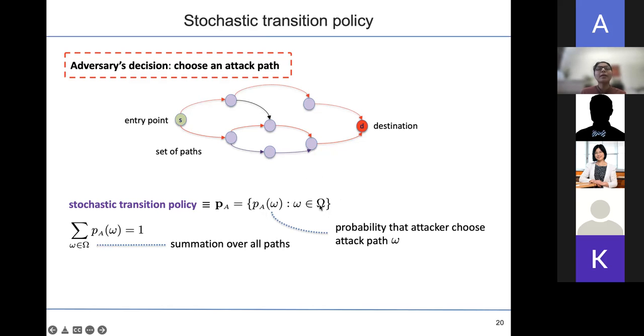This big omega here is all possible paths from entry point to destination. And the stochastic transition policy of the attacker is a probability distribution on omega, in such a way that it sums up to 1 so that it is a valid probability distribution. And by bold PA, we denote the set of all such stochastic path selection policies.